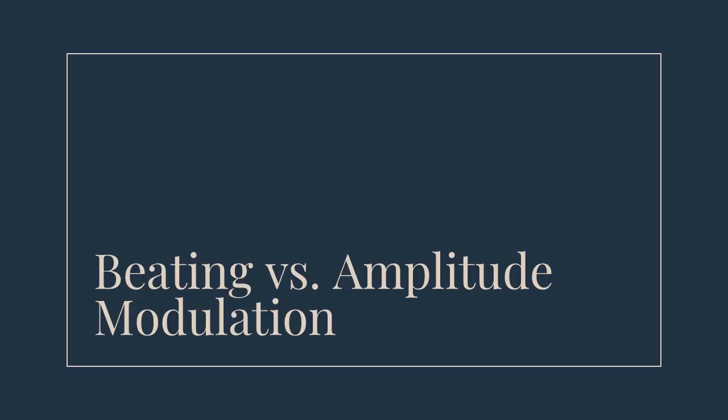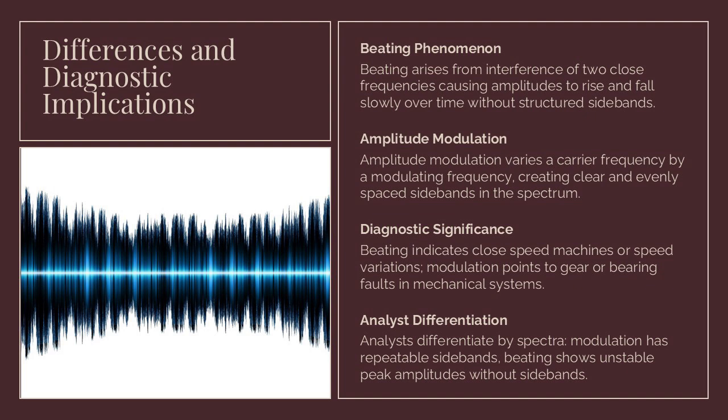Beating versus amplitude modulation: differences and diagnostic implications. Beating and amplitude modulation are distinct phenomena, though they can appear similar in the time waveform. Beating occurs when two frequencies that are close together interfere, causing the combined signal amplitude to rise and fall slowly over time. This results in a pulsating effect in the waveform but does not produce structured sidebands in the spectrum.